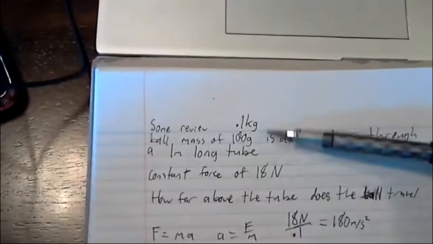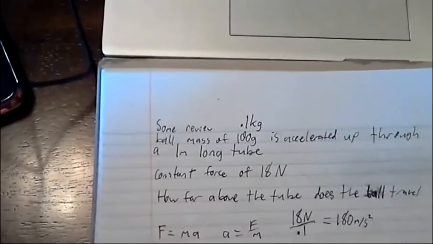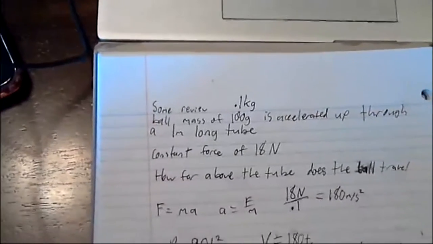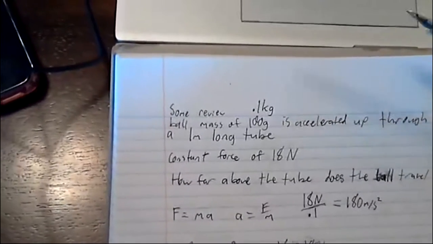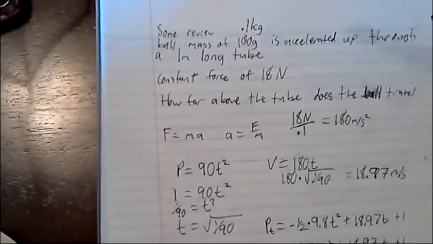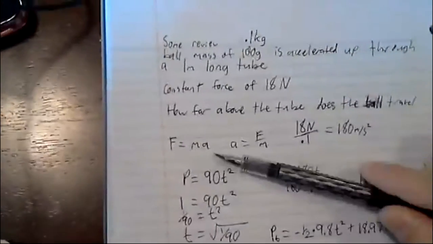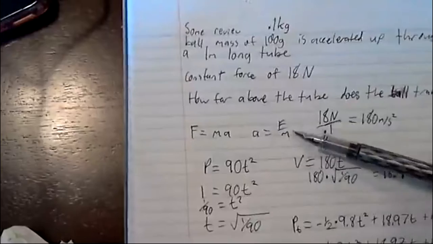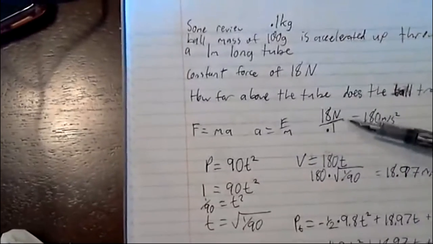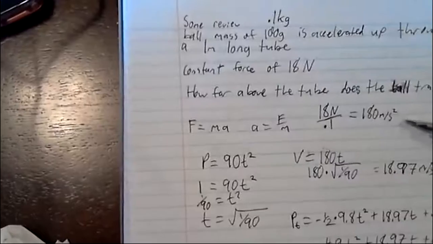So the mass of the ball is 0.1 kilos, which is 100 grams. And then you have a constant force of 18 newtons. The ball travels for a meter in the tube, and it accelerates with the 18 newtons. Force is mass times acceleration, so acceleration is the force divided by the mass. 18 newtons divided by 0.1 kilos is 180 meters per second squared.